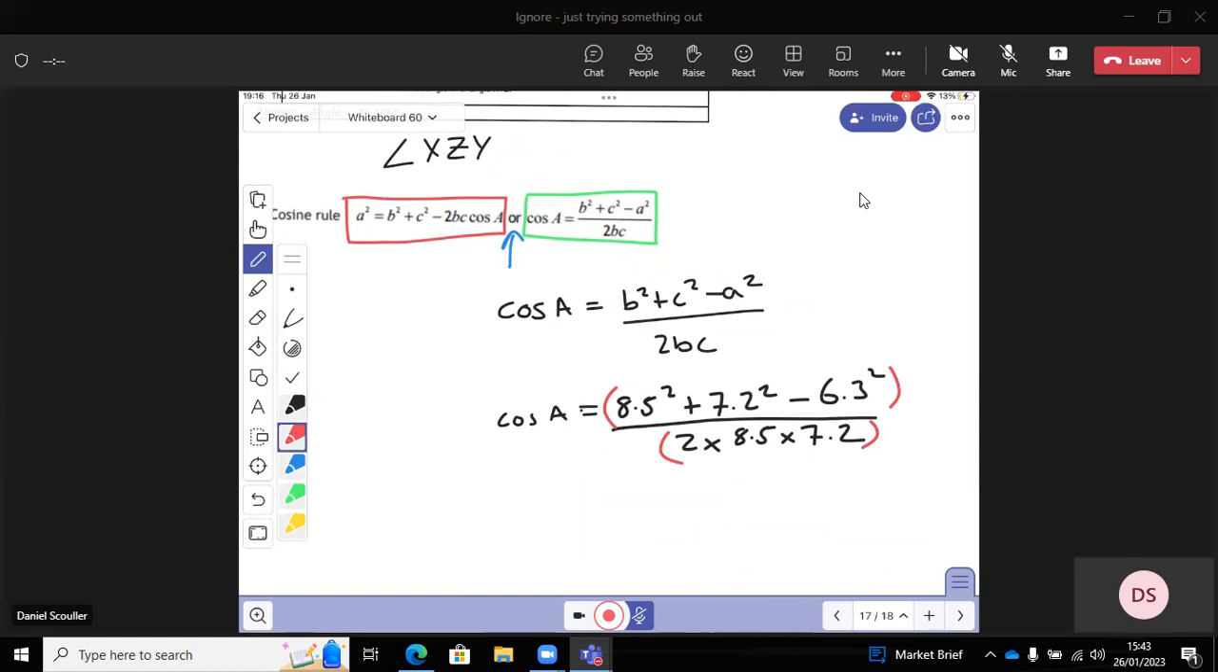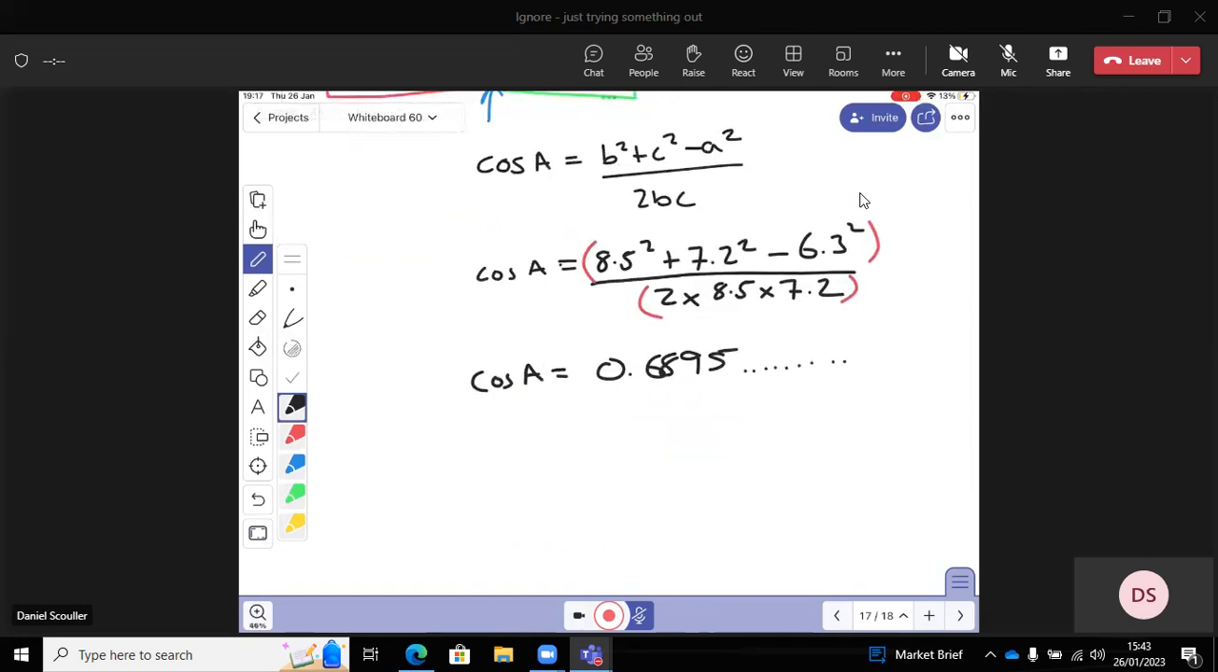We're getting a big long number. So cos A equals, it's a big long one, 0.6895. Now remember, we're looking to isolate A. We're just looking for that letter A.